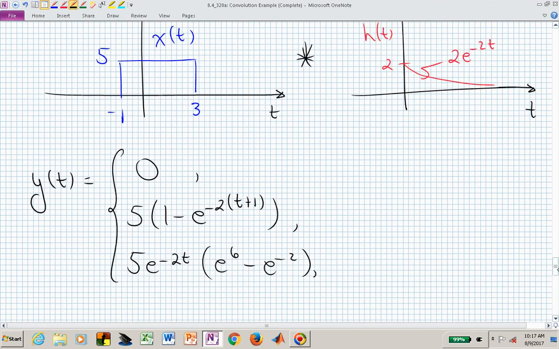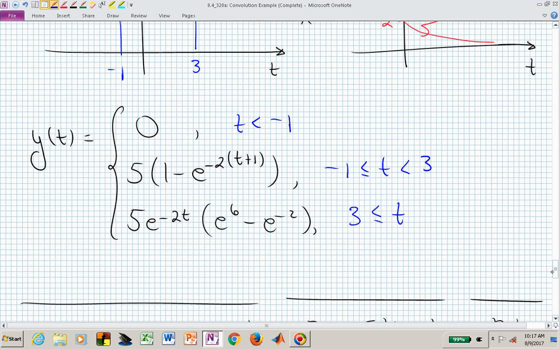Whoops. So now we have t less than minus 1. The next interval was when t was bigger than minus 1 and less than 3, and the last interval was when t is bigger than or equal to 3. That's now the answer for this particular convolution problem, and somebody might be interested in what does that look like functionally.